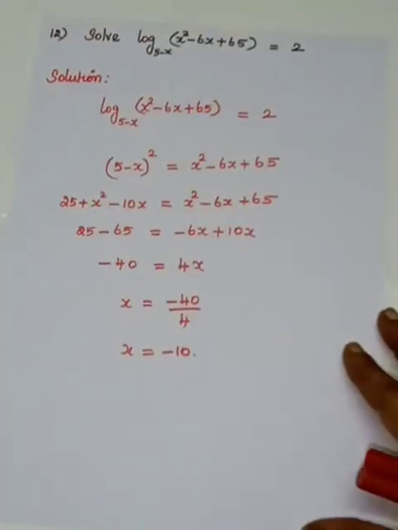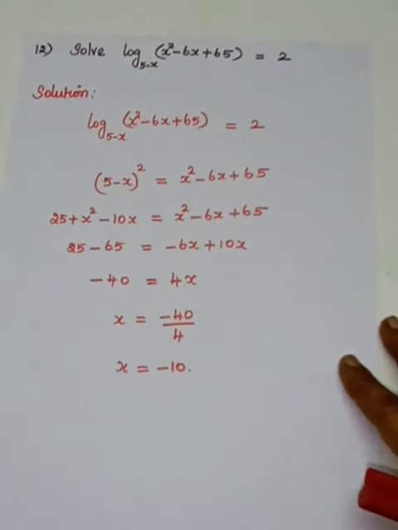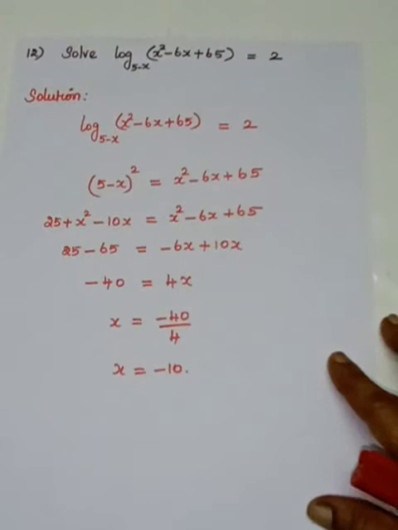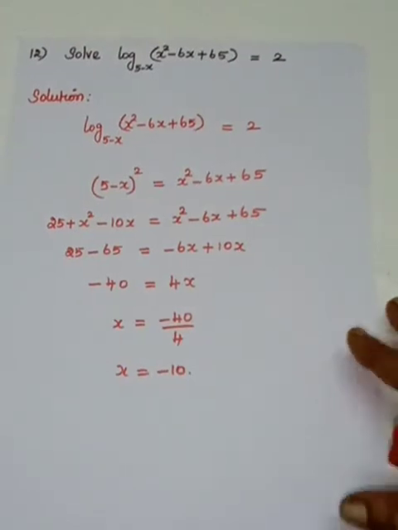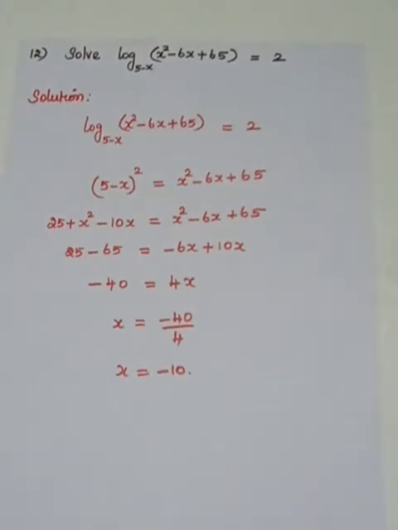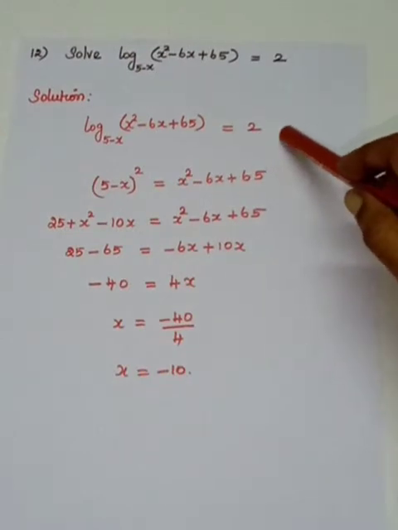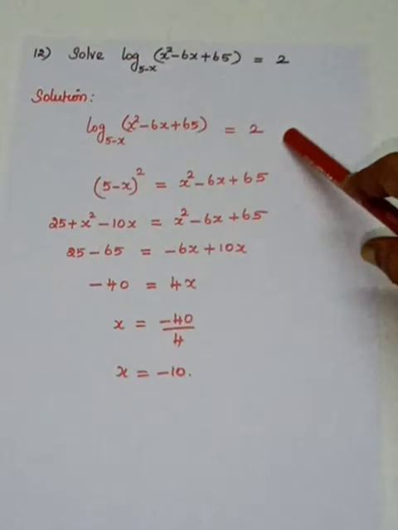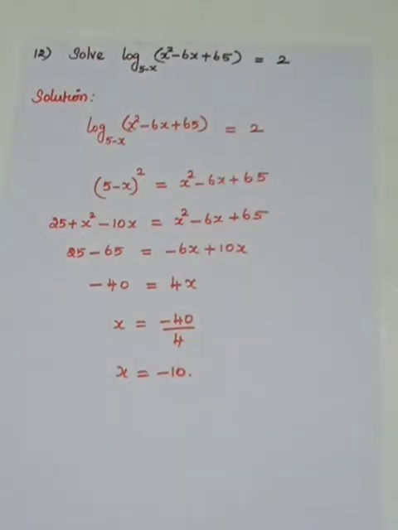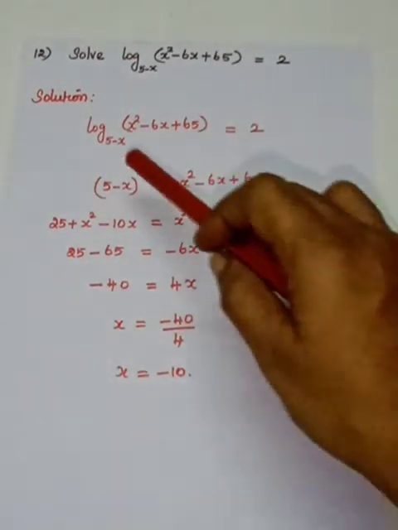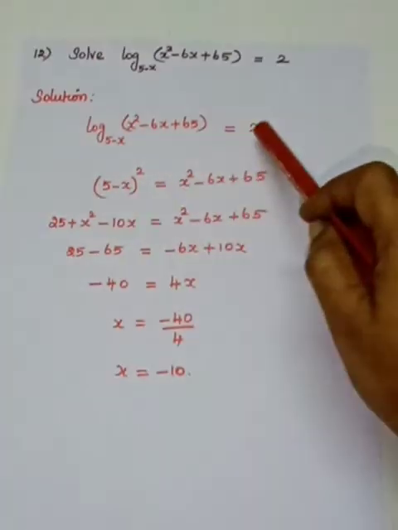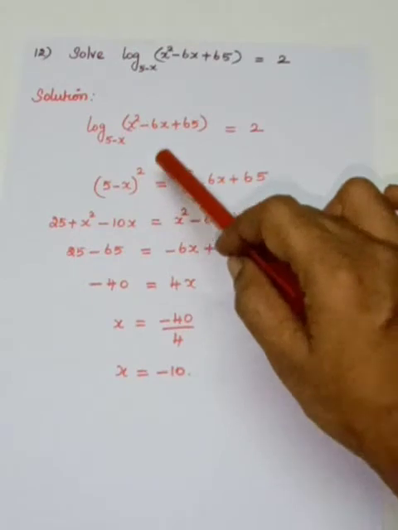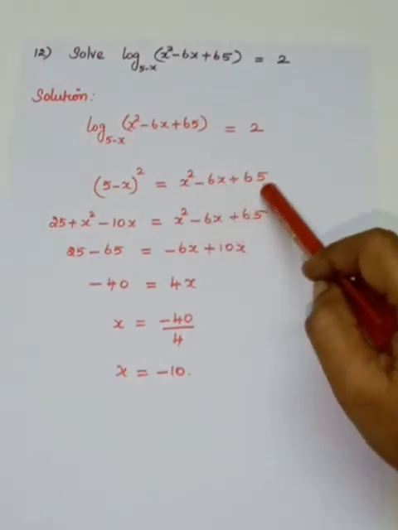Solve log of x squared minus 6x plus 65 to the base 5 minus x is equal to 2. Solve means we have to find the value of x. So the term is written on the left side as well as the right side. Okay, here also you have to use the definition. First you have to write the base and the exponent, the power is 2. So 5 minus x the whole squared is equal to x squared minus 6x plus 65.